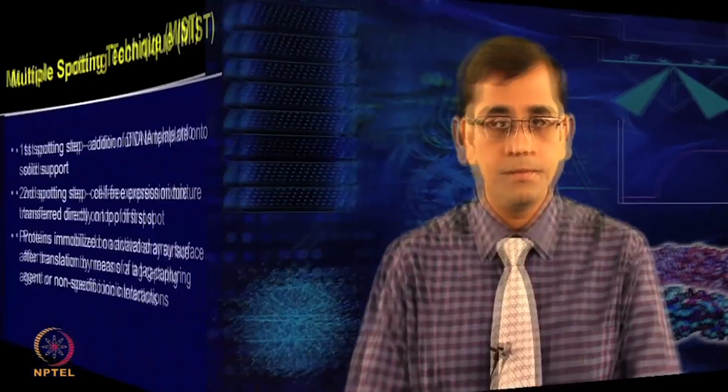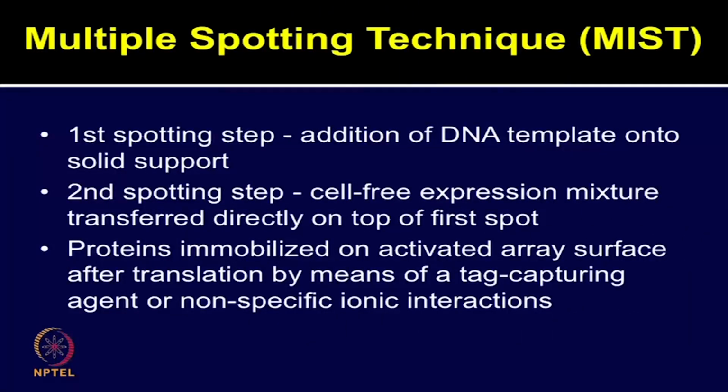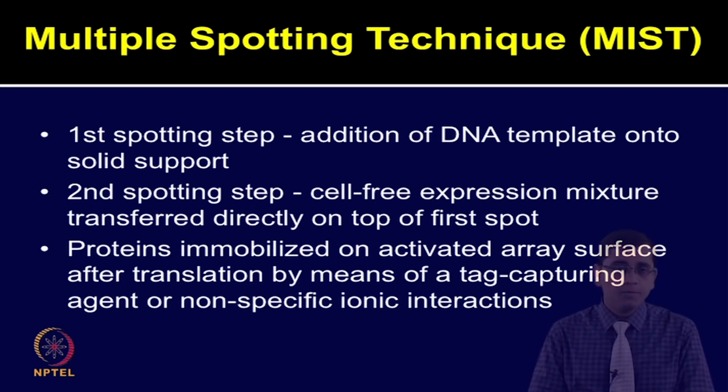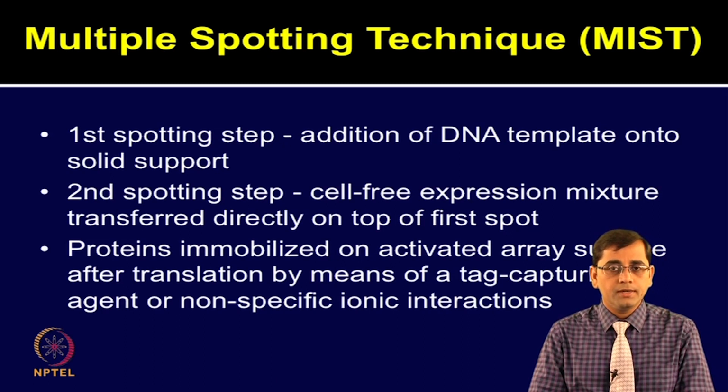This is another approach which facilitates generation of high density protein microarrays by using a cell-free expression system. In the MIST approach, both DNA and cell-free expression system are printed on the chip surface. Two rounds of spotting are performed. In the first spotting step, DNA template is added to the microarray solid support, and during the second spotting, the cell-free expression mixture is transferred directly on top of the first spot which contains DNA.